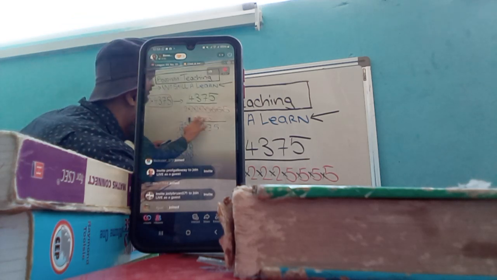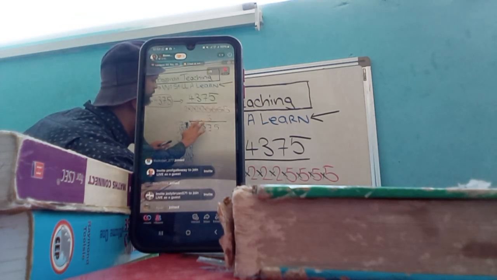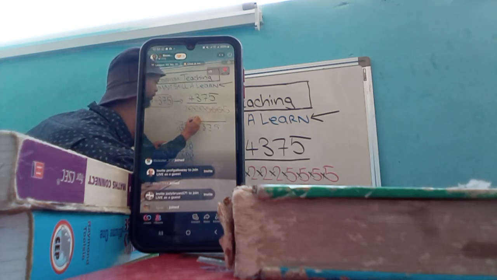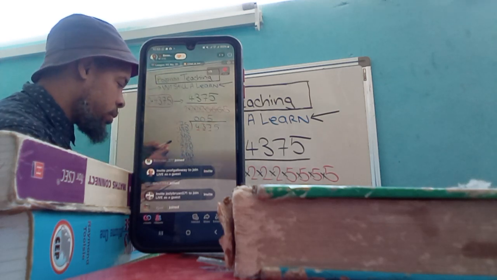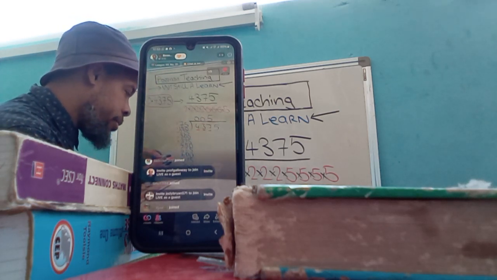Maybe I should have had these in blue. Maybe I should have done that. So we have the 0 here, 0 here, 5 there. Alright.